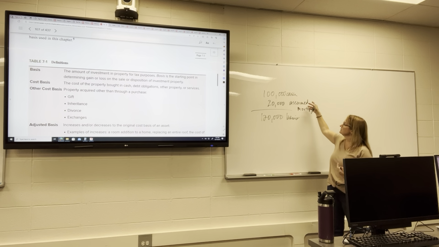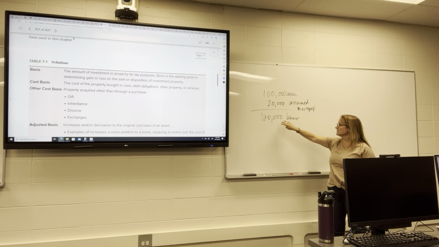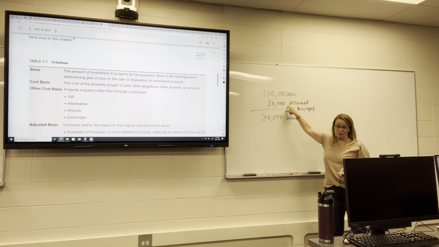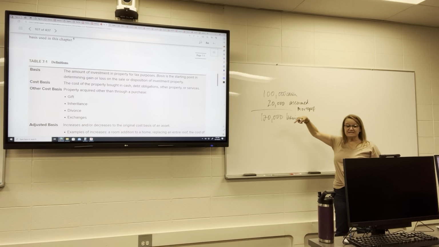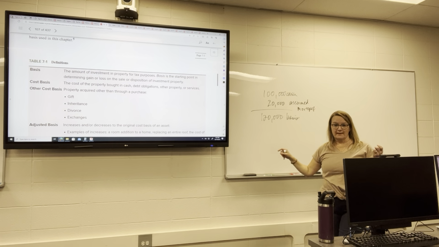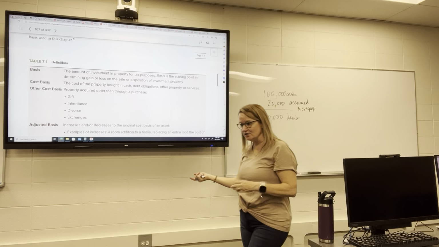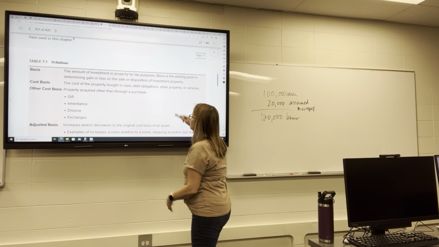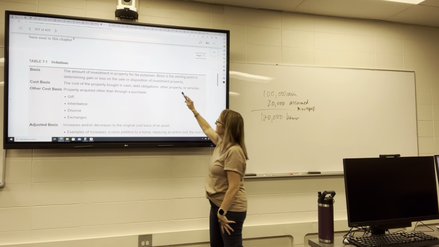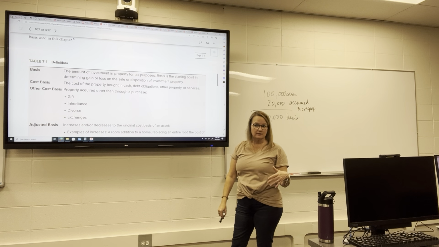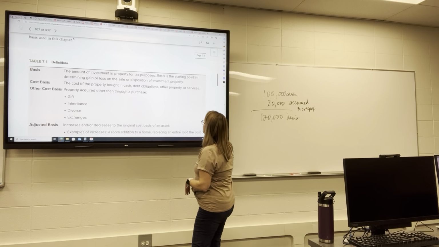So another example, if we bought a building that was $120,000 and we put only $20,000 down, and so we owed $100,000, our basis in that building is the full $120,000. Okay, so it's not just the amount of cash that we pay; it's also any debt obligations that we assume in that exchange.